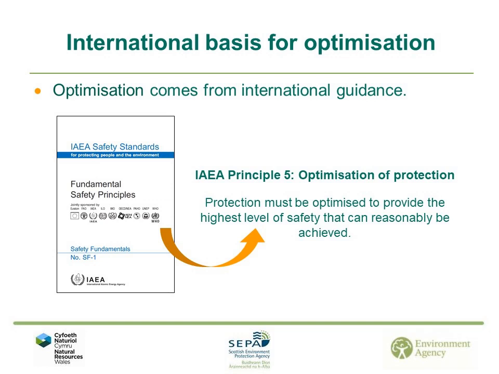The IAEA's Principle 5 states that safety measures must be optimized such that they provide protection to the highest level of safety that can be reasonably achieved. The optimization of protection of people from radiation risks requires judgments to be made about the relative significance of various other aspects and interests, including the environment, economics, and society.